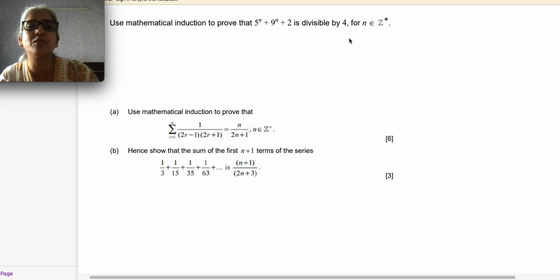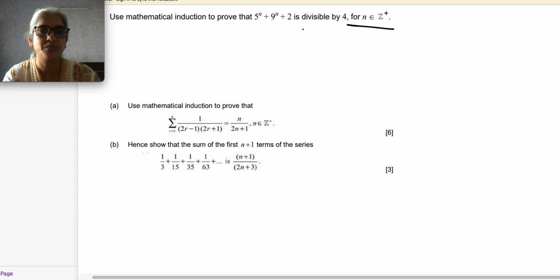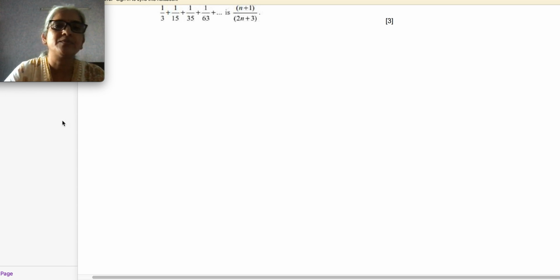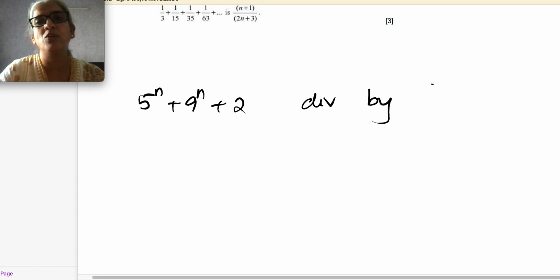So when this kind of information is given in problems, you should be able to read it clearly and understand what it is saying. So here n belonging to positive integers means values which are whole numbers and positive numbers, so 1, 2, 3, 4 and so on. So for all positive integers this must be true. So let's try to prove this. The statement is 5 raised to n plus 9 raised to n plus 2 is divisible by 4, correct?